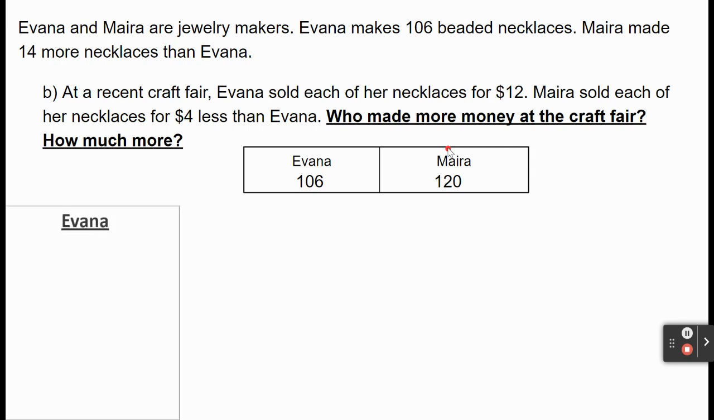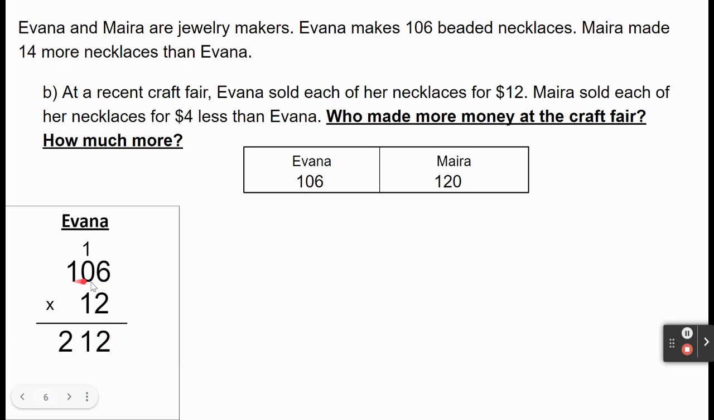What we're going to do is figure out how much money Ivana is going to make when she sells each necklace for $12. So we're going to multiply 106 times 12 since she has 106 necklaces and is selling each one for $12. First, we're going to multiply the ones place. 2 times 6 is 12. So we'll place a 2 in the ones place, regroup the 1 to the tens place. Now we can multiply 2 times 0, which is 0, plus the 1 we regrouped is 1. Now let's multiply 2 times 1, which is 2. So 106 times 2 is 212.